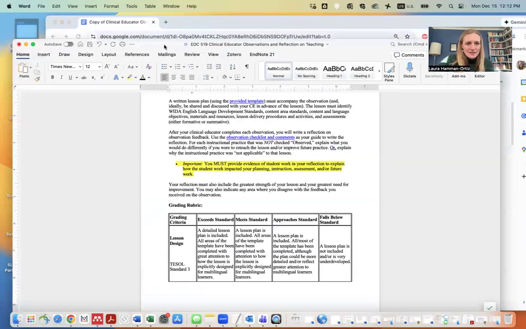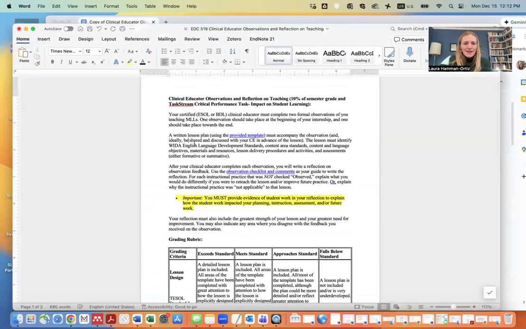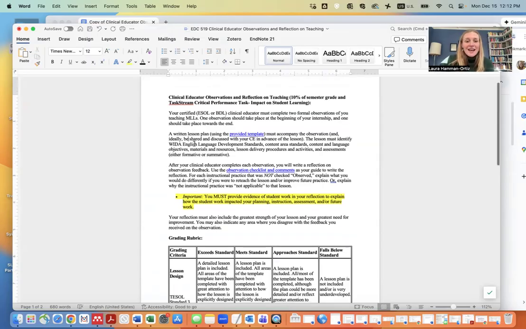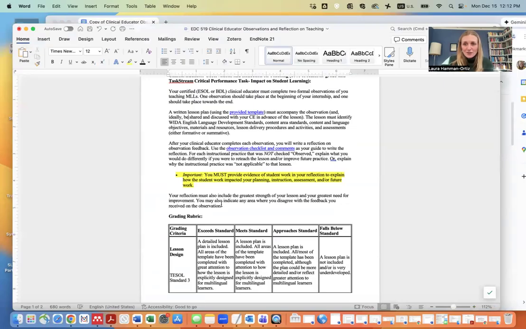We'll go back to the description. And then after your observation, you should ideally, again, meet with your CE and talk through their feedback and have them share that form with you. And then you will be writing a reflection where you reflect upon the lesson experience and the feedback specifically that you received from your CE.